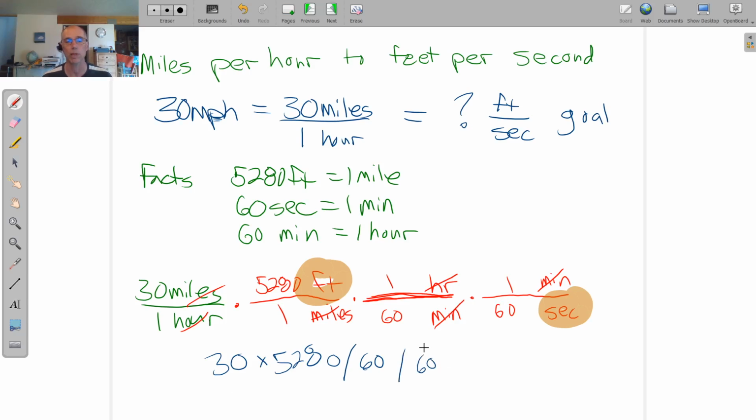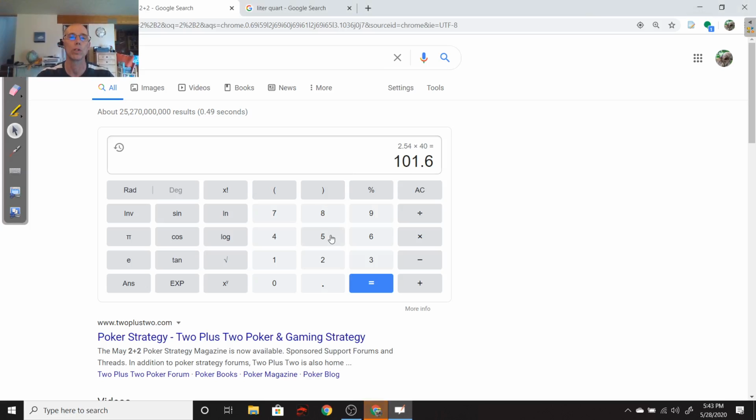So if I plug this into my calculator, I should get the conversion. So let's whip that out. So 30 times 5,280, divide by 60, and then again divide by 60 according to those conversion fractions. I get 44.